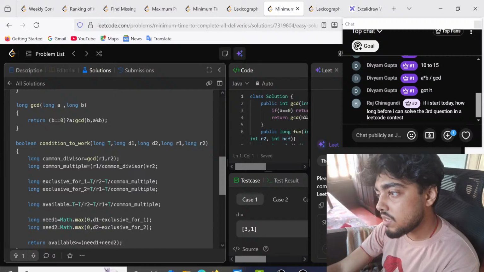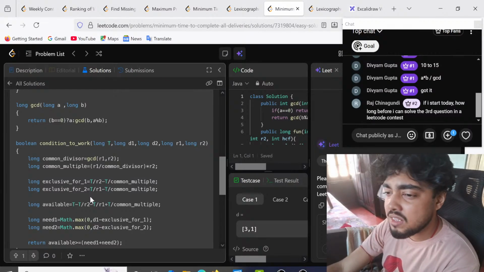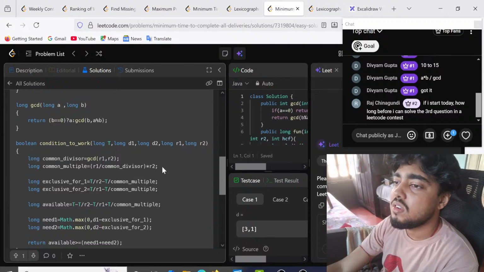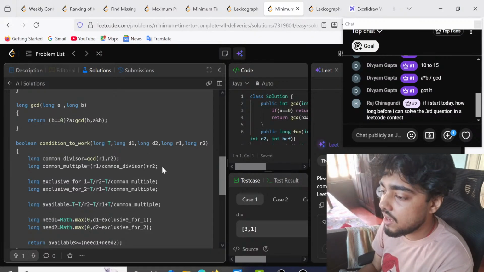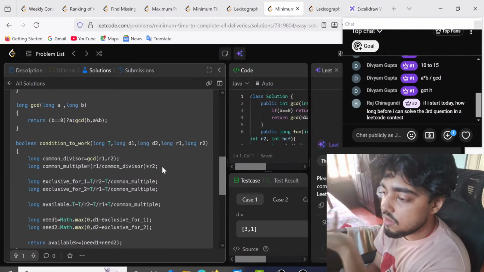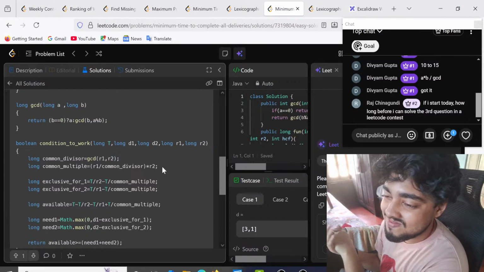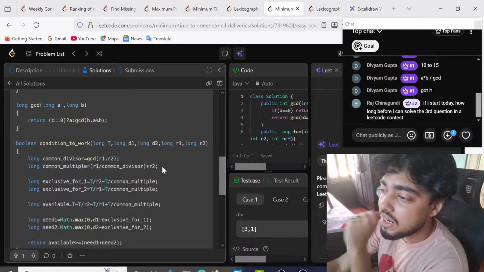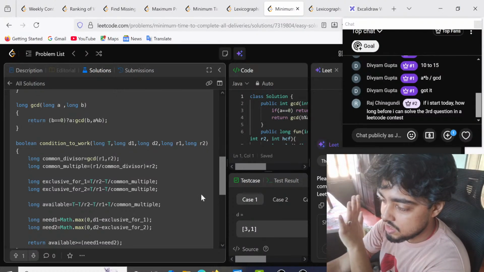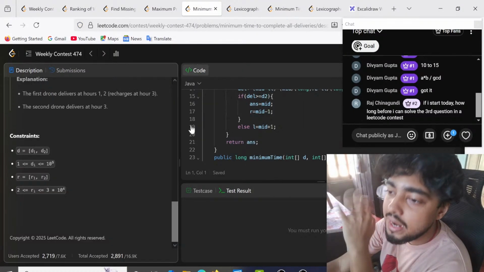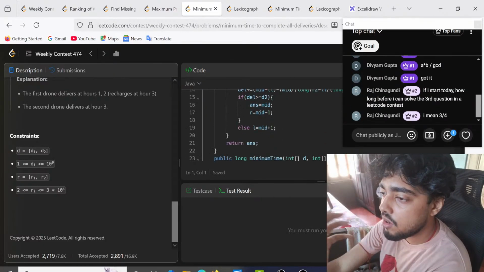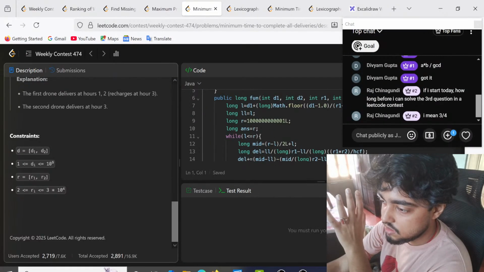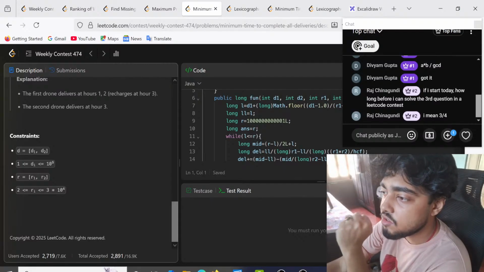If I start today, how long before I can solve the third question in Leetcode? Depends. I think there is nothing as the third question in Leetcode. Different contests have different levels for the third question. So it depends. But at least you should be able to understand the third question, and get into it. Just by seeing the question, you should know that okay, this is going to be a binary search. So these types of things should come.